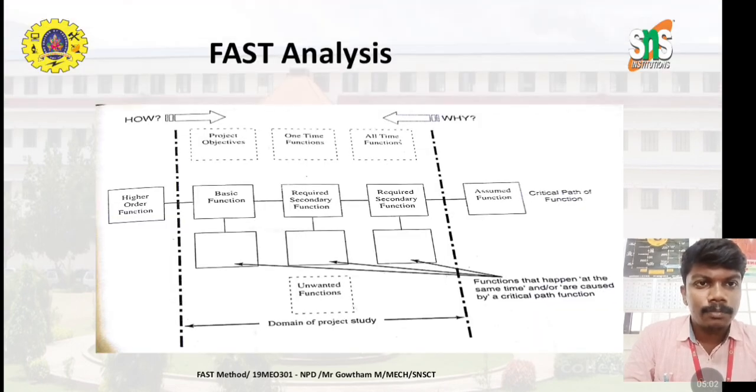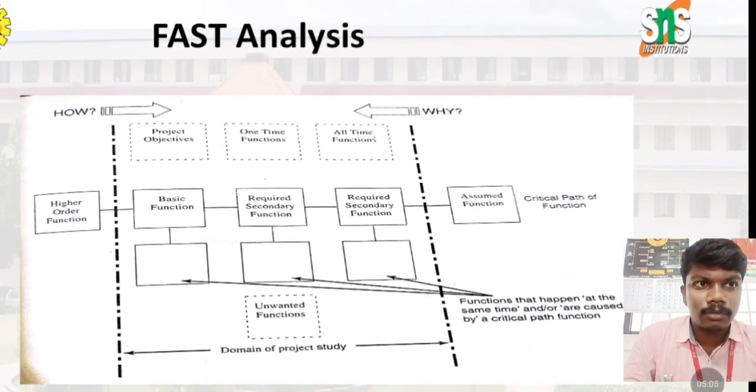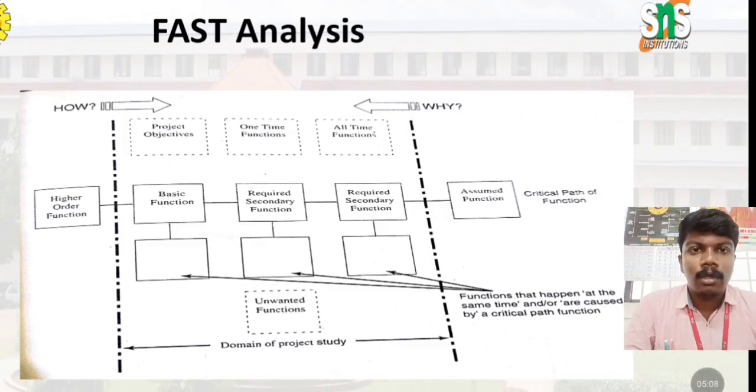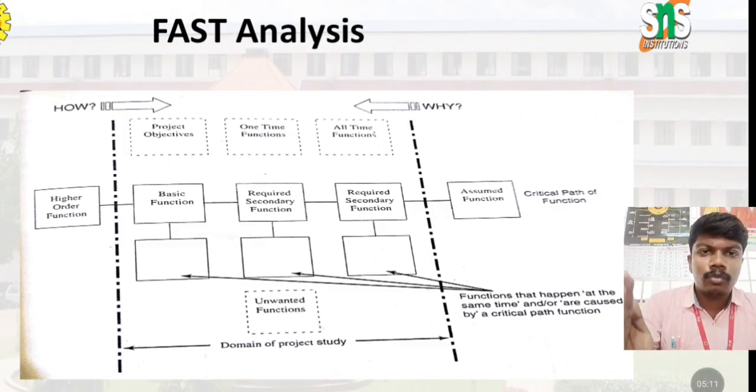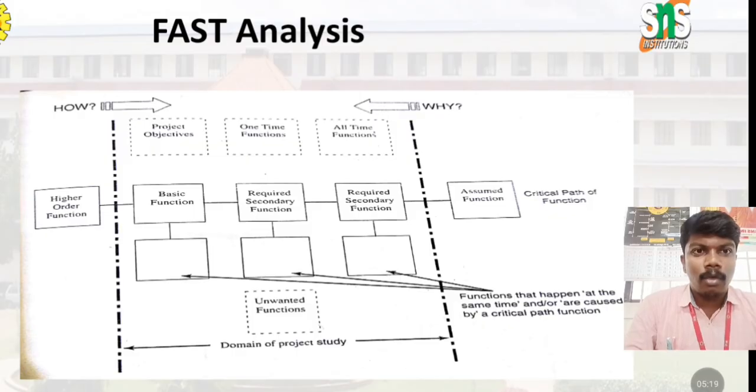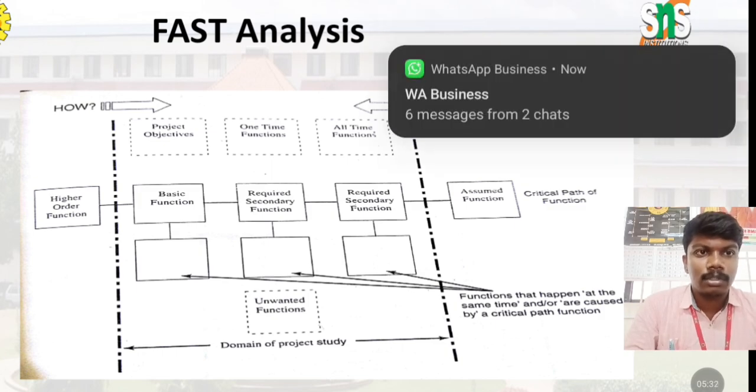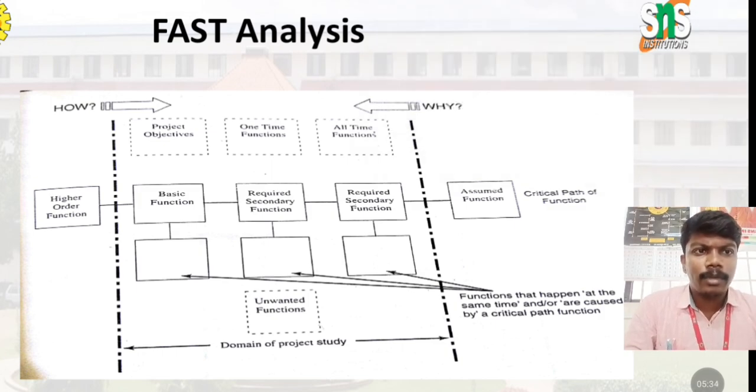Here is some FAST analysis method I have shown for understanding purposes. From left to right, we should ask how to do, how to produce, and how likewise. Next, right to left, we should ask why the problems are occurring, why the functions are occurring, etc. From bottom to top is higher order function: first one is the basic function, followed by what our secondary function is, which is required, then followed by another secondary function, then assumed function. So this is the overall package of some modern development techniques and FAST analysis method, followed by product development and product design. Thank you.